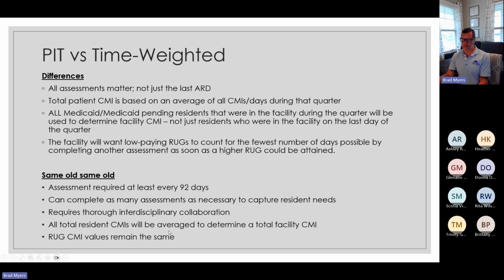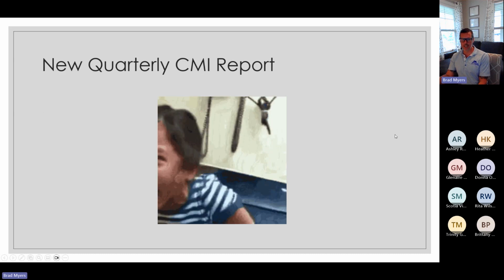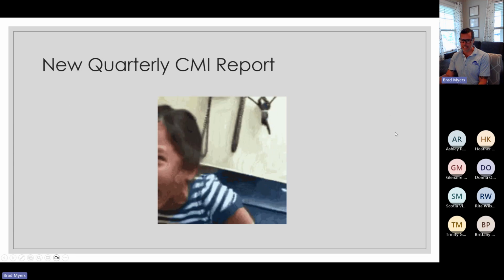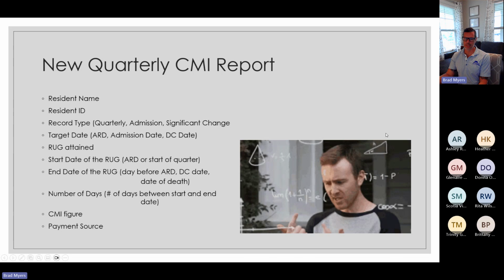All total resident CMIs will be averaged to determine a total CMI. That has not changed. And then the RUG CMI values, which is the first slide that I showed you, all remain the same. So when we were initially going to transition, I said earlier that the new CMI report is a lot longer and a lot more detailed than what the previous report is.